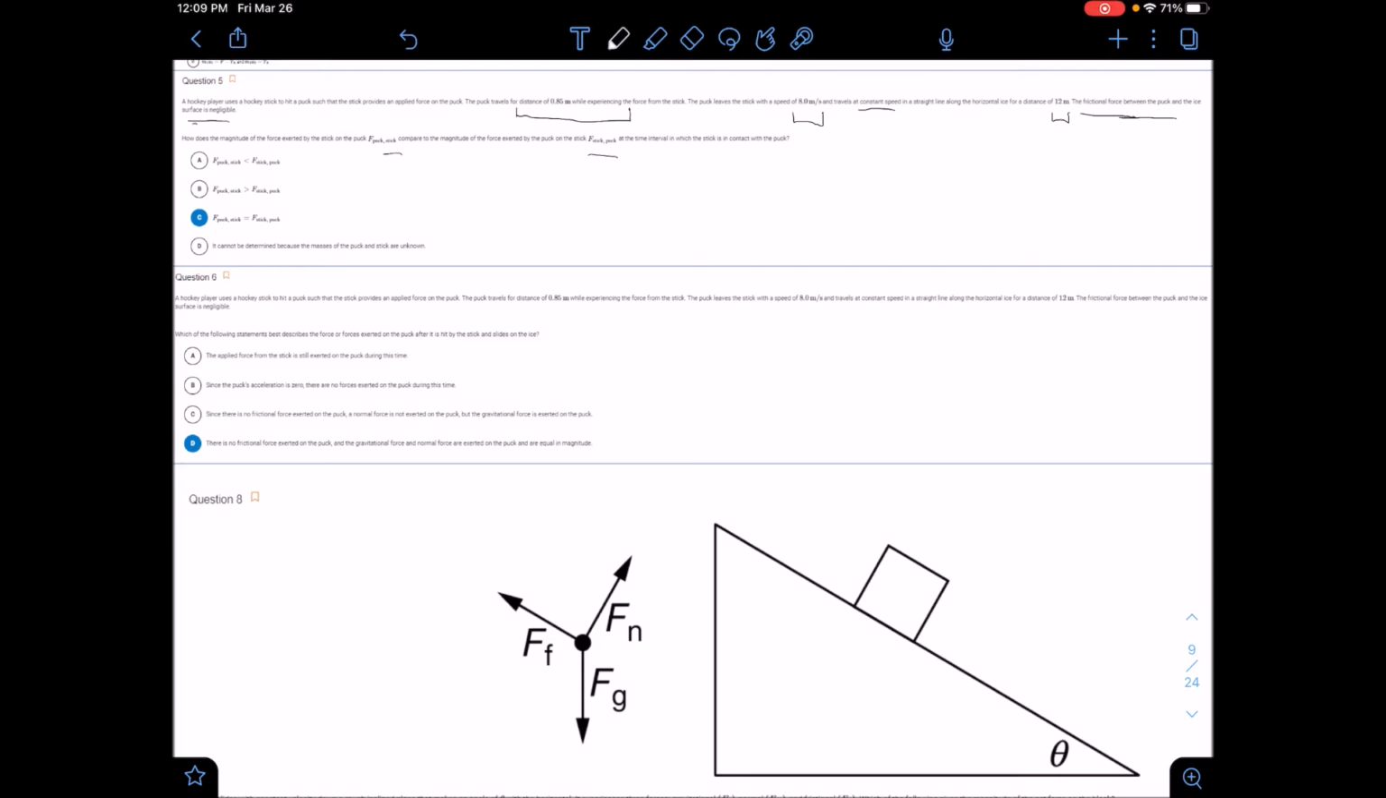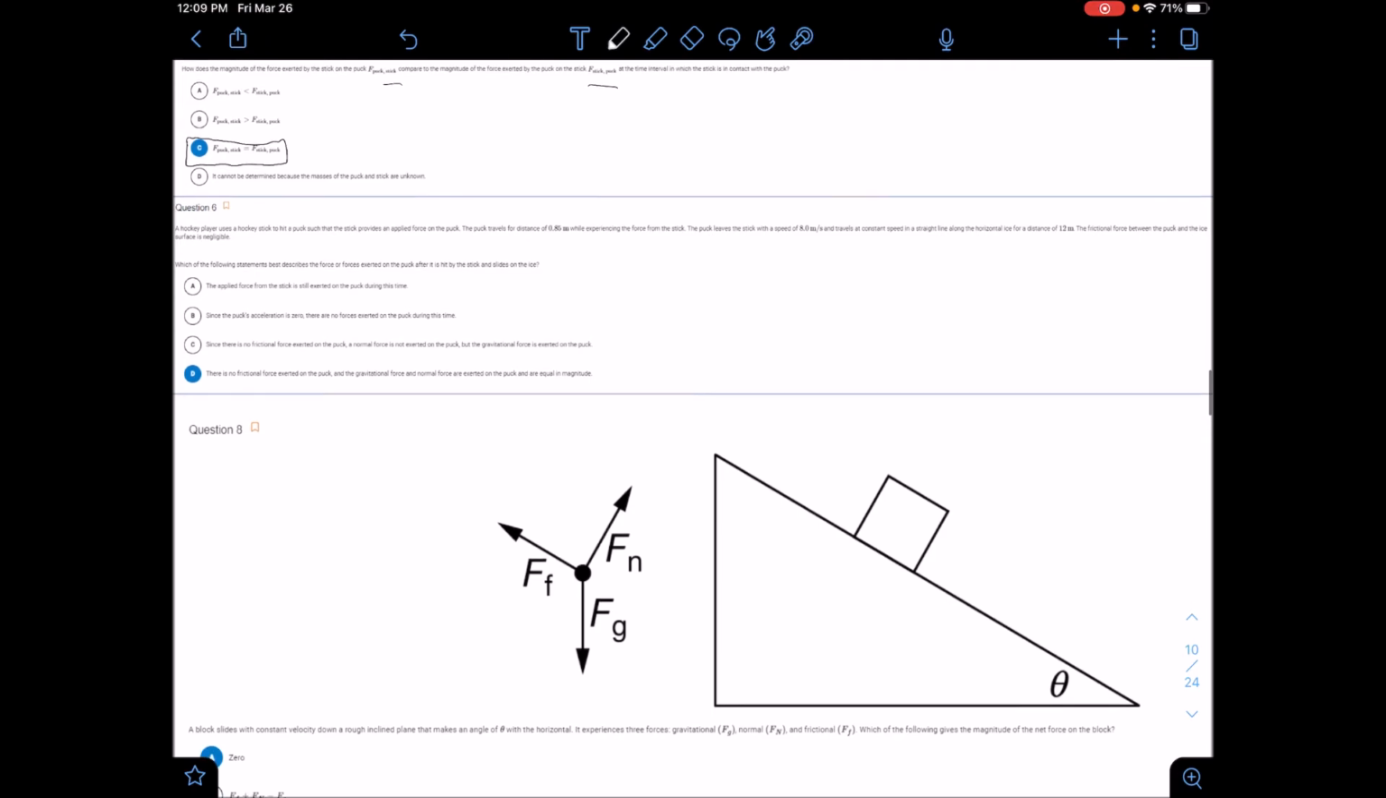Okay, so essentially since friction is negligible, that means that the puck will not slow down, it will keep going. And so what we can note by Newton's third law, action-reaction pair, is that they should be equal to each other. This is the only option that makes sense. Alright.